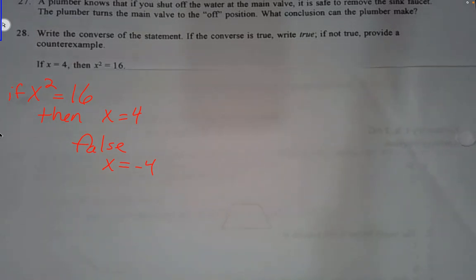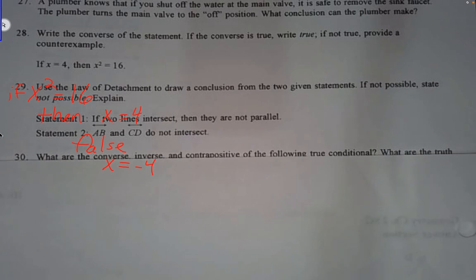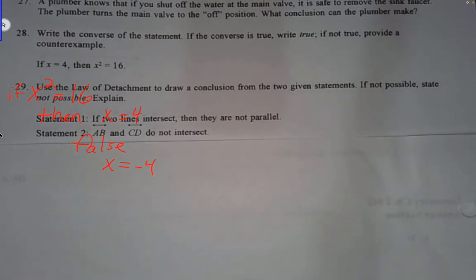Okay, let's see. 29, hold on. Let me erase that so we can see it good. All right, it says use the law of detachment if we can. Law of detachment means that the hypothesis must be the same. So, if two lines intersect, then they are not parallel. AB and CD, it's supposed to say intersect. Does it say that?